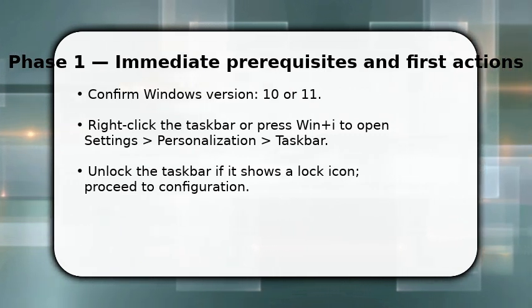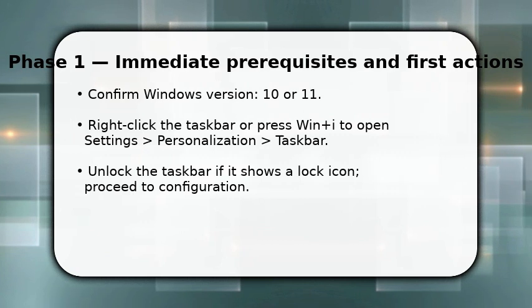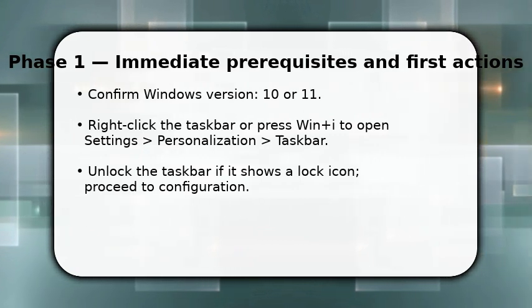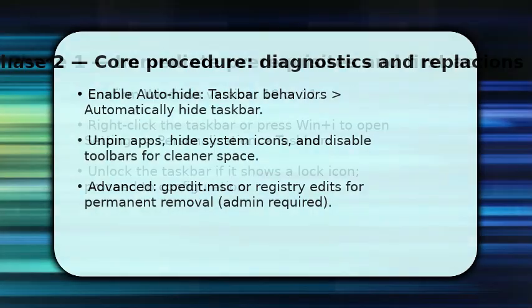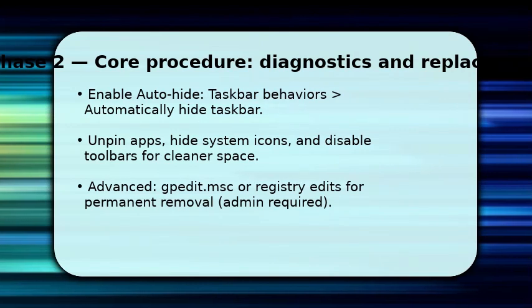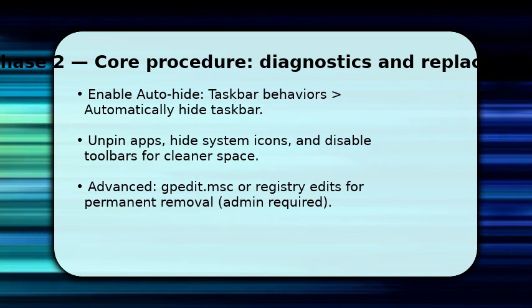Now that settings are open, move on to the visibility and behavior options to hide or remove the bar. Enable Auto Hide under Taskbar behaviors to remove the bar from view automatically. This is reversible and safe. Next, unpin apps and turn off system icons or toolbars to slim the area so it stays unobtrusive.